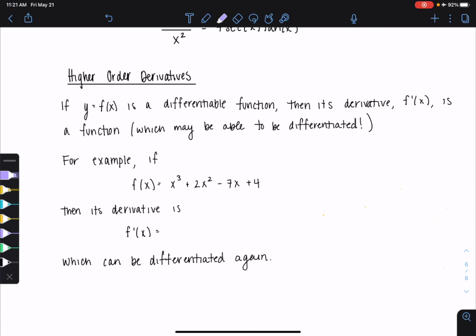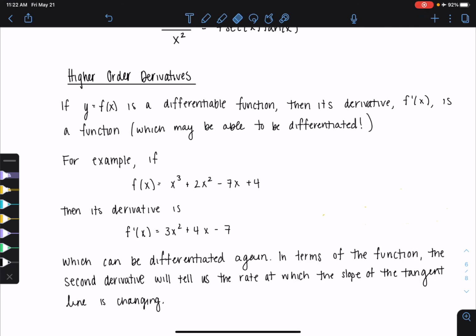So for example, if I have this nice polynomial, x cubed plus 2x squared minus 7x plus 4, if I take its derivative, it would be 3x squared. If I bring the 2 down here, it would give me 4x minus 7, which can be differentiated again.